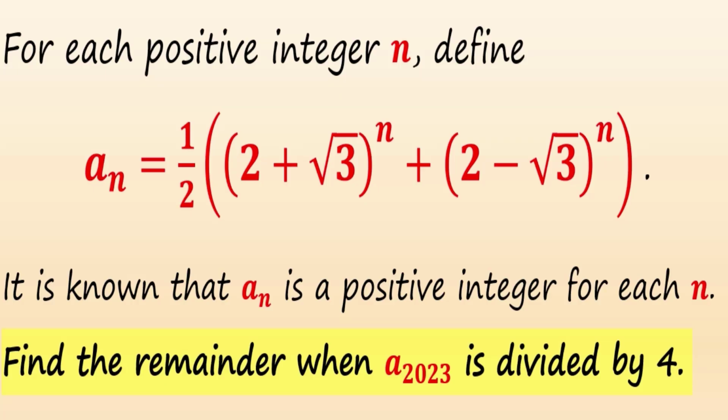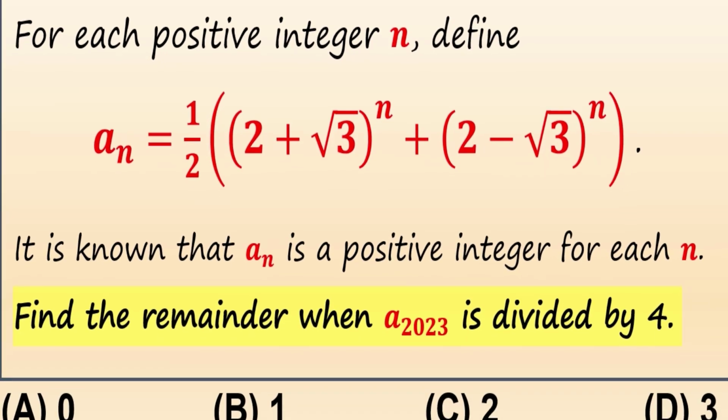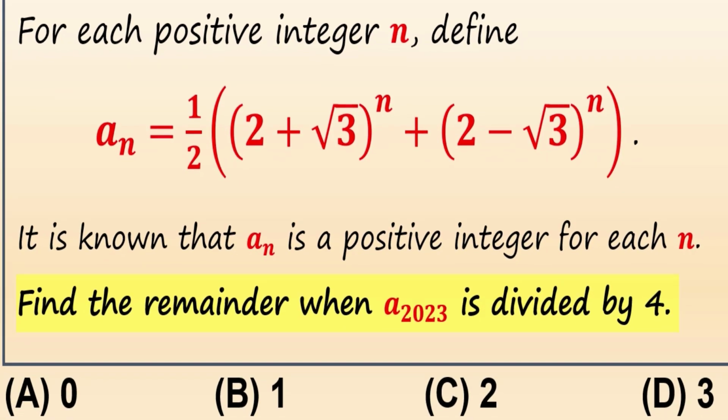For today's question, given that for each positive integer n, we define a_n to be equal to half of (2 plus square root 3) to the power n plus (2 minus square root 3) to the power n. And it's known that a_n is a positive integer for each n. We are asked to find the remainder when a_2023 is divided by 4. And the options are A: 0, B: 1, C: 2, and D: 3. What do you think?